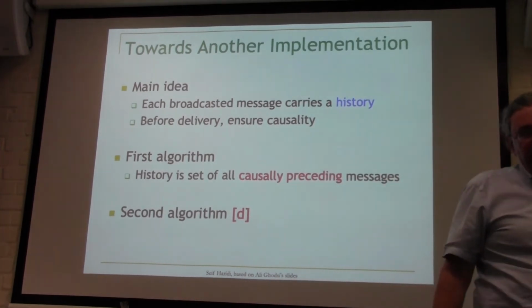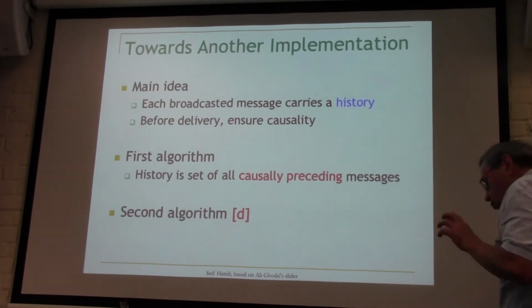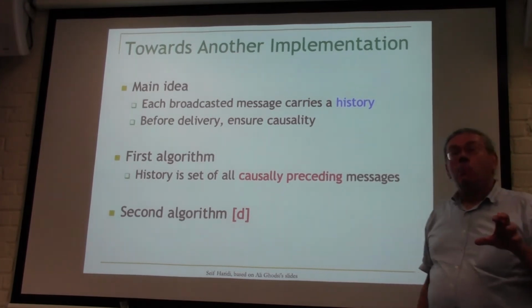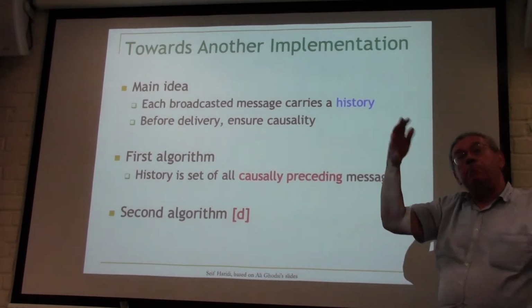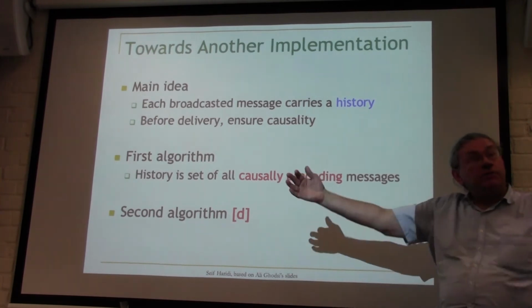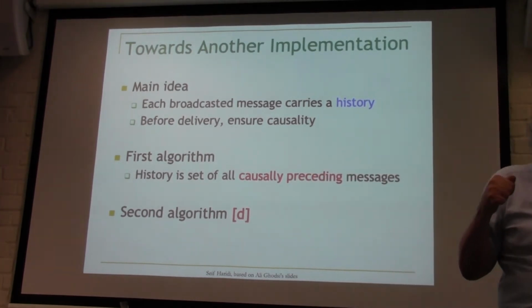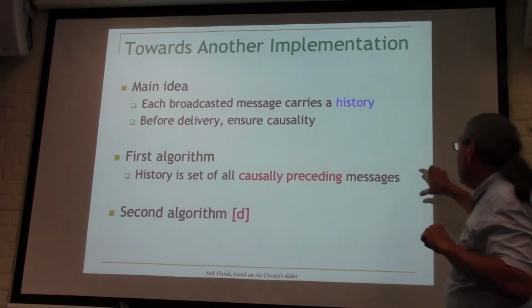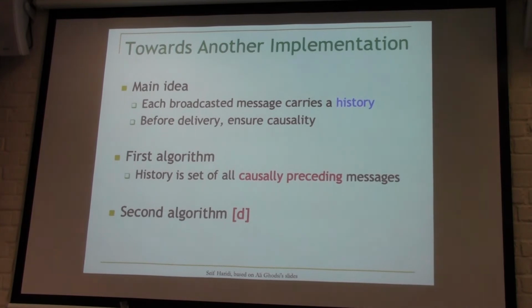Okay, can we get by with something smaller? What is smaller? Maybe we don't really have to know all the actual messages, because they will be arriving anyway. They might be arriving later, but all the messages will eventually be arriving. So maybe we don't really have to know all the messages. But what do we need to know then? We need to know something.